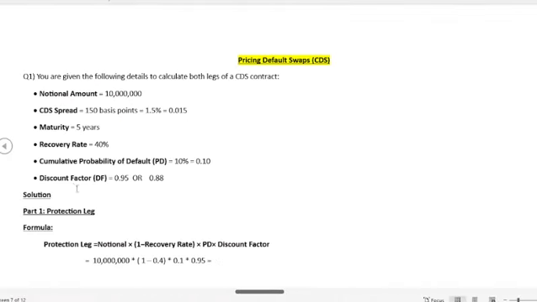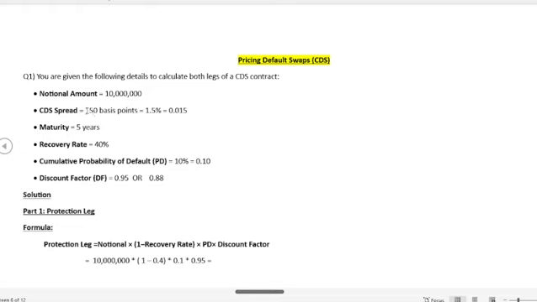Let's see this numerical. The notional amount is the principal value, which is 10 million, or you can say 1 crore. Notional amount is 10 million or 1 crore. Second is the CDS spread, which is 150 BPS.